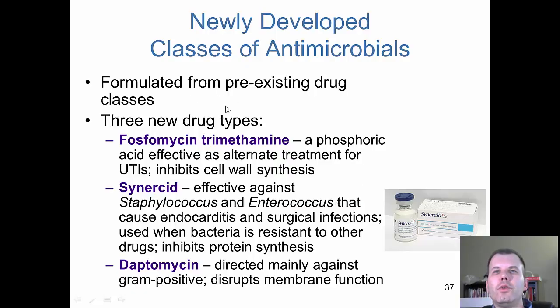All right, here are some of the new ones that are out there. And again, you guys that are working in hospitals may have seen some of these things, and you can see what these are used for. So, fosfomycin is an alternative for UTIs. Synercid is used against resistant staph and enterococcus. And daptomycin, again, is for gram-positives.